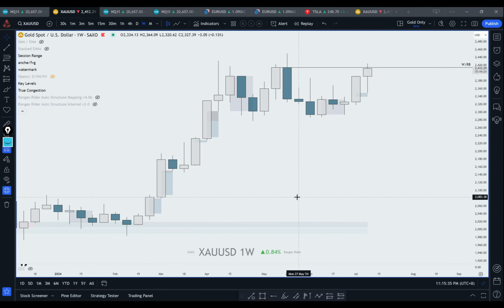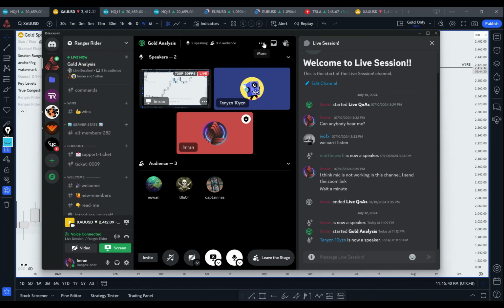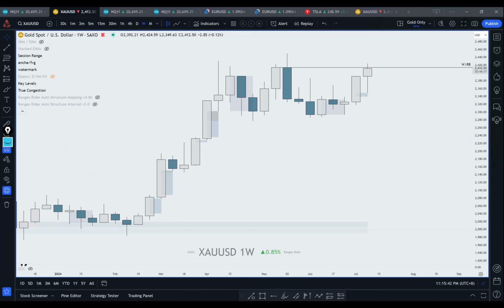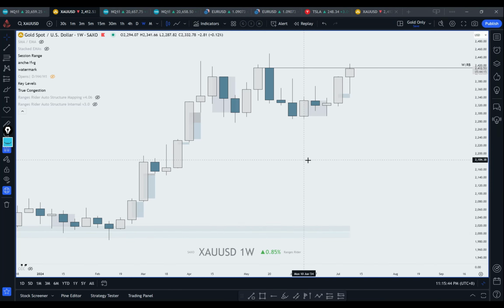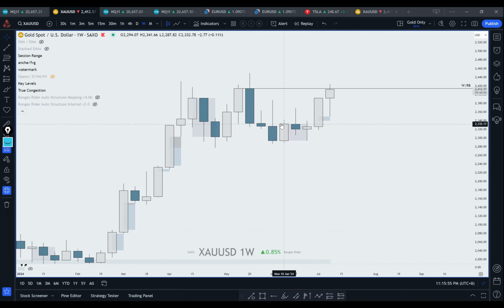Let's start with the weekly time frame. Okay, so the week started here. Before the week starts, we need to mark our levels, and this is what you need to do every day and every week. This will be the same process every day. You don't need to skip this process.